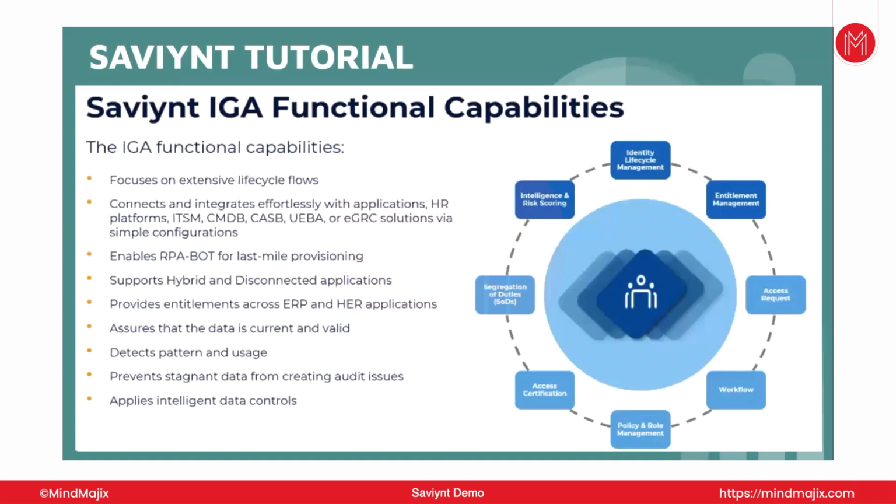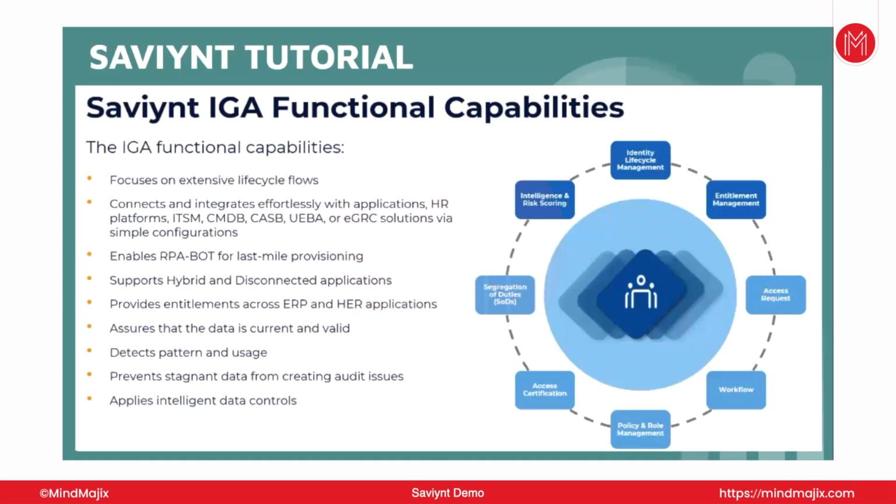Coming to the next, provides entitlements across ERP and HR applications. Entitlements means the privileges. You can have multiple privileges according to the application. Suppose it is a database, so you need access to a particular table in the database. It can provide that according to the application. You can define the entitlements, the roles, and the rules according to the application.